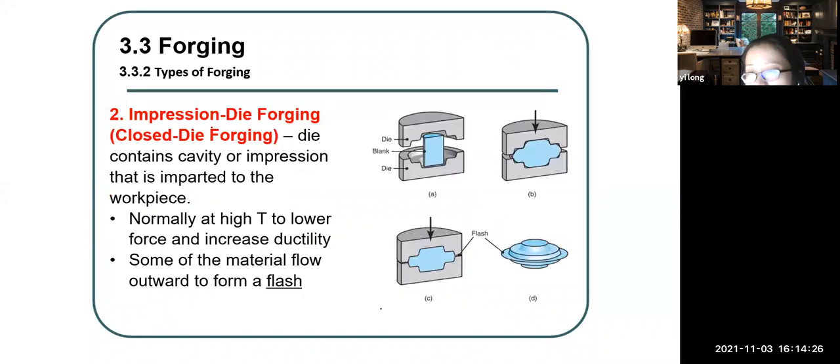Impression die: you have a cavity here. Normally you use a bit higher temperature, so you can have lower force and the ductility is higher.